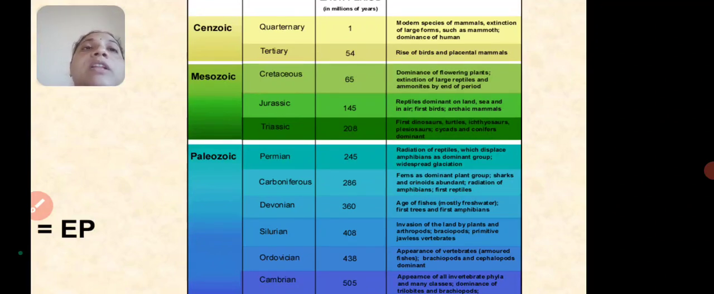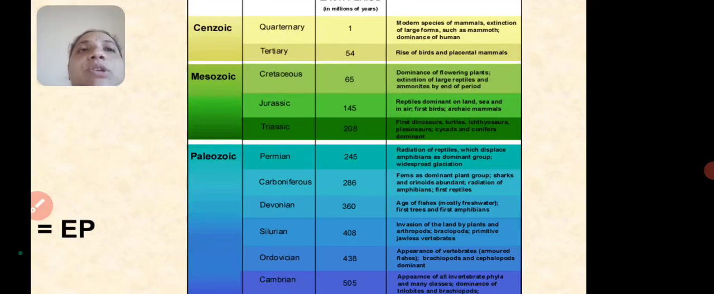And then the observations we noted in the Jurassic period: reptiles dominant on land, in the sea as well as in the air, and the first birds and archaic mammals are found. In the Triassic period, the first dinosaurs and turtles appear. In the plants, the cycads and coniferous plants are dominant.